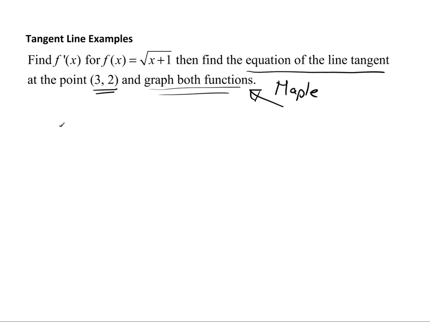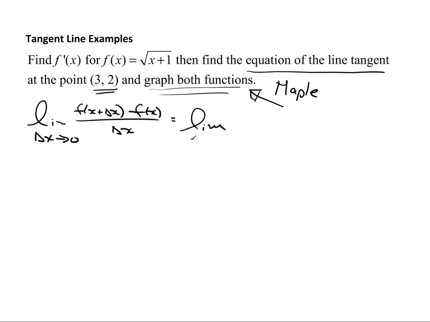So what I need is the limit as delta x goes to 0 of f of x plus delta x minus f of x over delta x, which in this case is going to be the limit as delta x goes to 0 of the square root of x plus delta x plus 1 minus the square root of x plus 1 over delta x. Now this is going to be a bit of a squeeze here. I didn't leave myself much room. Matter of fact, I need to rewrite this. I'm going to just switch here to some algebra.